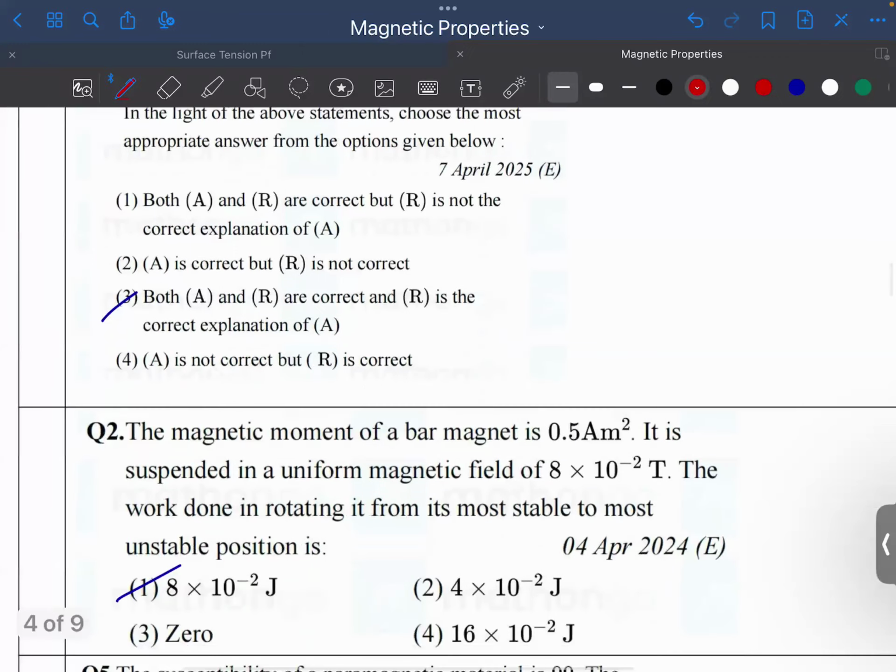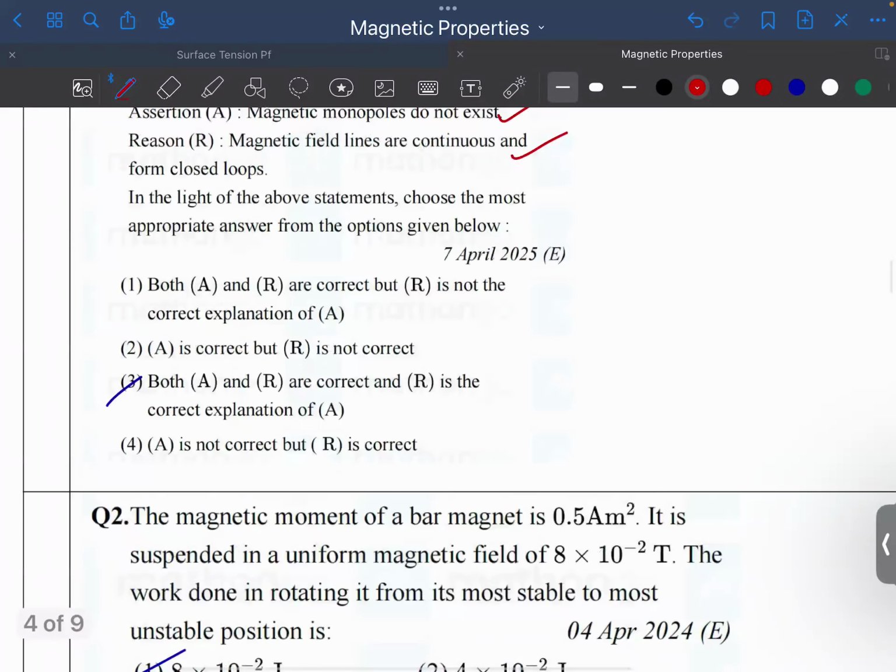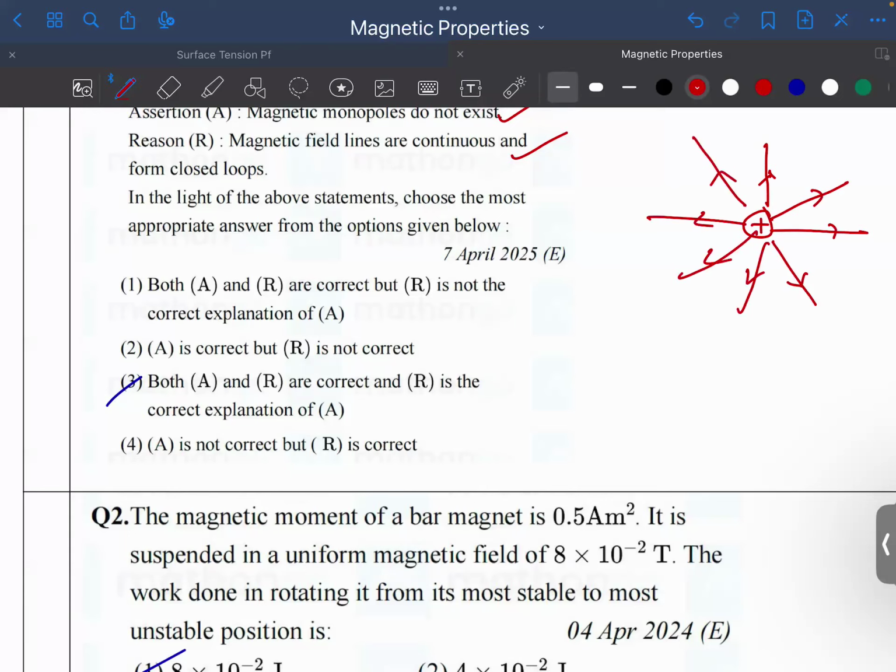See, if they are not closed loops, isolated poles exist. For example, you take an isolated charge, they are not closed loops. You can see, they are open. If it is not open, if it is closed, it means an identical polarity exists somewhere. Which means monopoles do not exist.